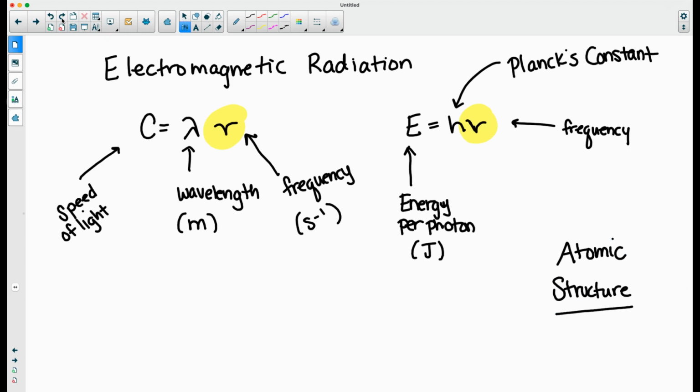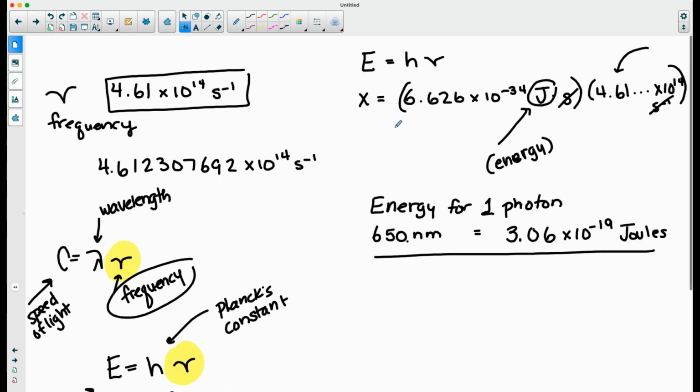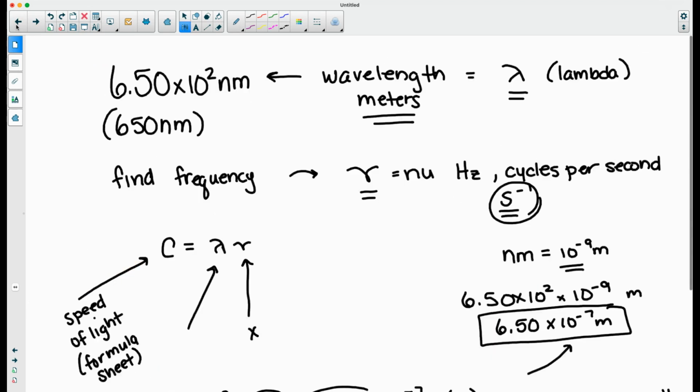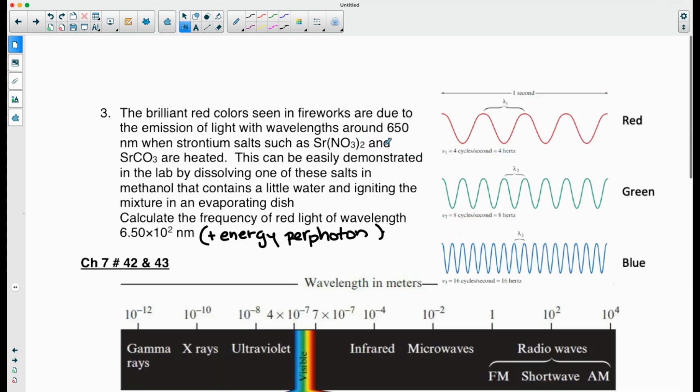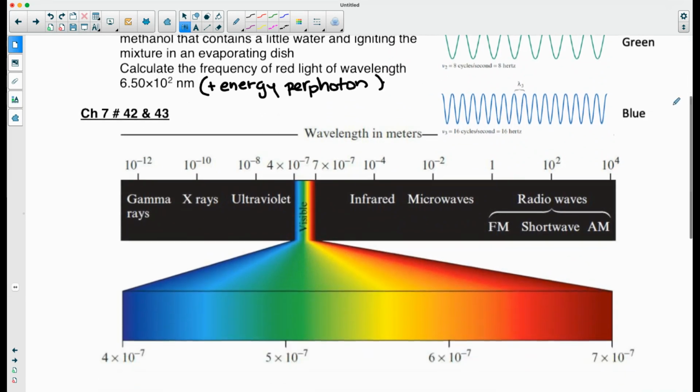So for video 2, we are going to be focusing on the energy of this electromagnetic radiation and what that energy is able to do. So if you follow along with me, my students, in your packet, you'll be able to see this is where we left off. We just did question number 3 at the end of video 1.